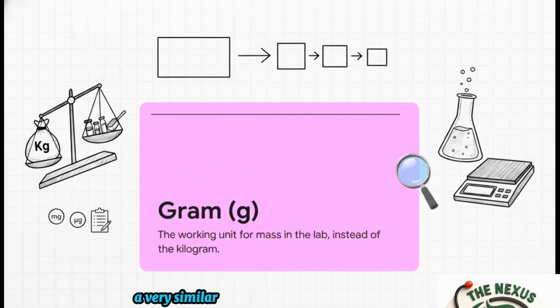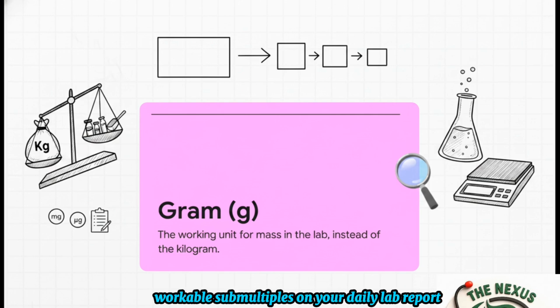A very similar practical adjustment happens with mass. The kilogram is the official SI base unit for mass, but again, a kilogram of a chemical reagent is a huge amount for a lab. So the much more practical everyday working unit for lab technicians is the gram. This allows for beautifully convenient, workable submultiples on your daily lab reports, like milligrams or micrograms.